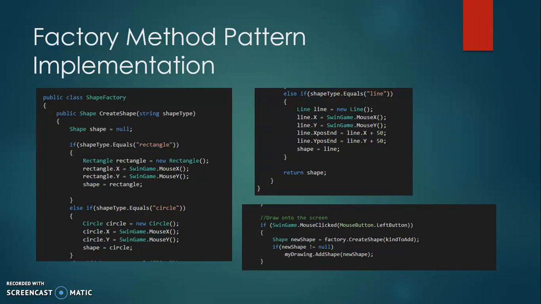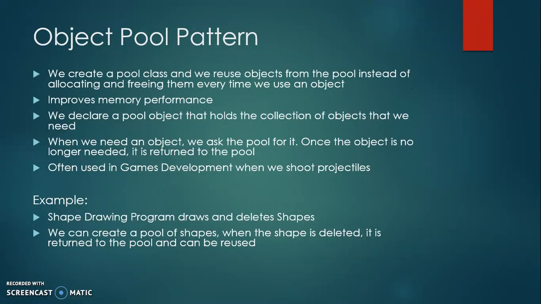So that's pretty much an overview of the factory method pattern. Now let's have a look at another pattern that is often used in games development, and it's the object pool pattern. The idea behind the object pool pattern is to create a pool class that we can use to store objects and reuse objects instead of allocating and freeing objects every time we need an object. And the benefit of the object pool pattern is that it improves memory performance.